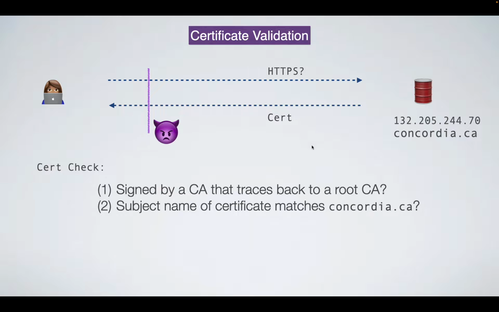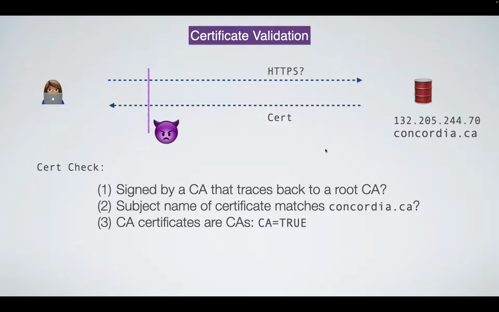The certificate will have the domain name, like it's for concordia.ca. And so you do a simple comparison: I'm trying to visit concordia.ca, and I'm getting a certificate for concordia.ca. Are they the same website? Is the website I'm visiting and the website I'm getting a certificate for the same? So if I was going to concordia.ca and Concordia sent me back a Facebook certificate, I'm not going to accept that as a certificate.